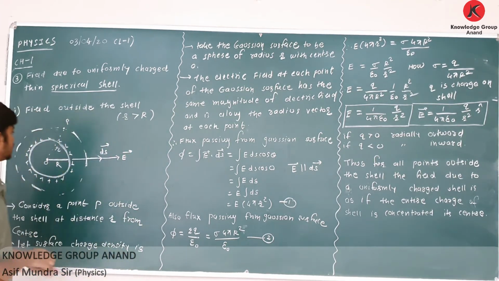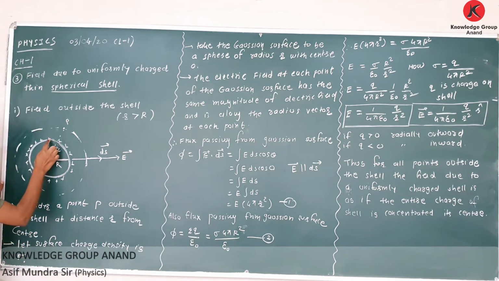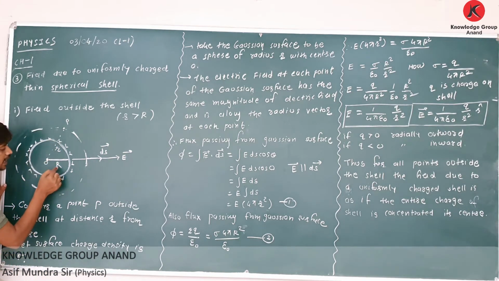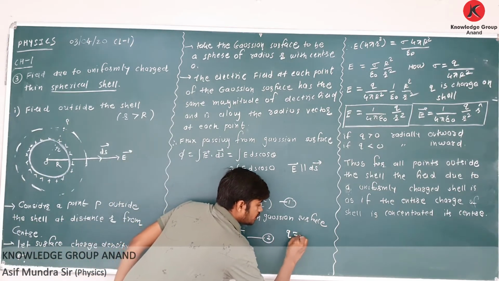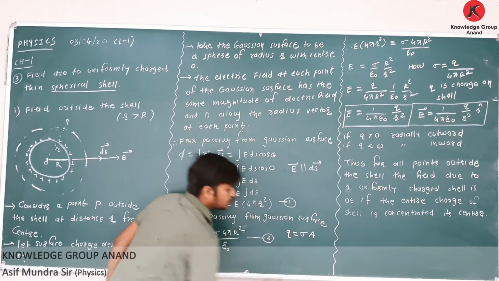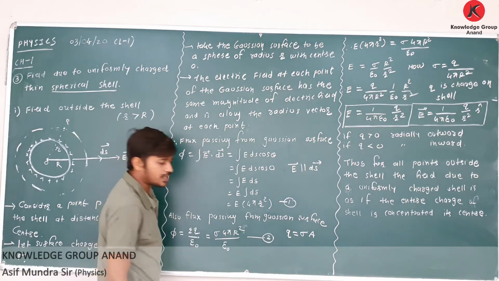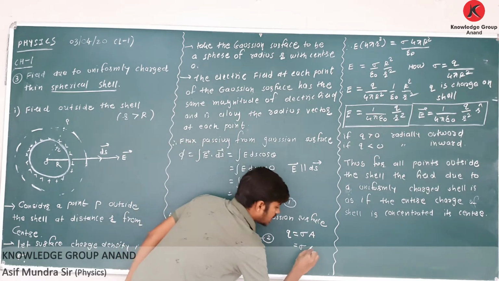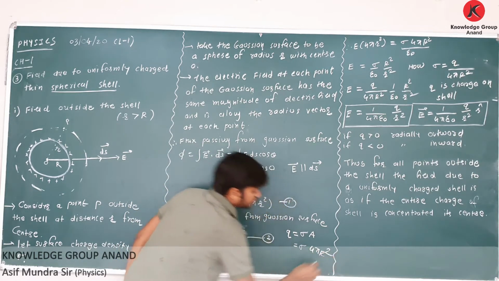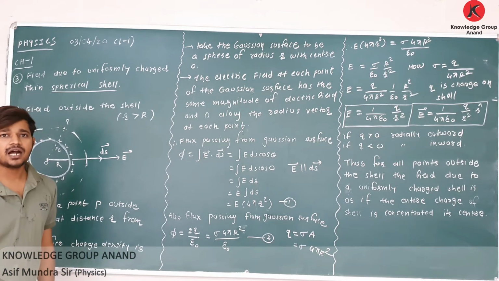Now see in the figure here. Charge is distributed on a shell of radius R. Its surface charge density is sigma. Then how to find the total charge? We know one equation: charge q is equal to sigma into A. So it is sigma times the area of the shell, which is 4 pi R square.